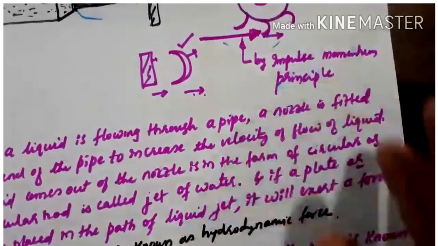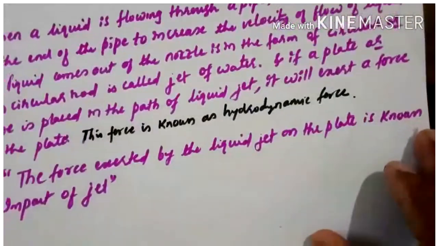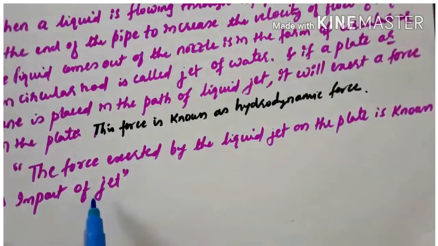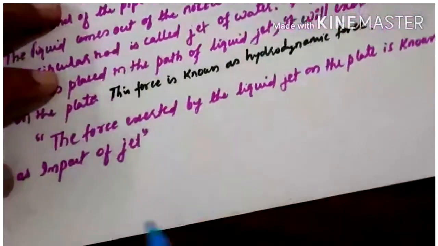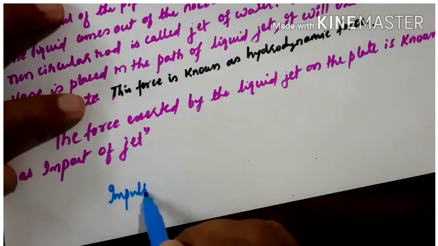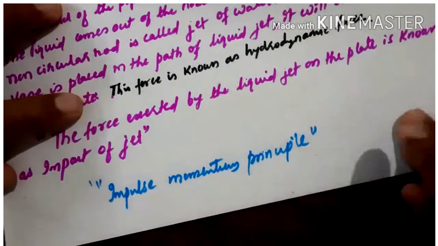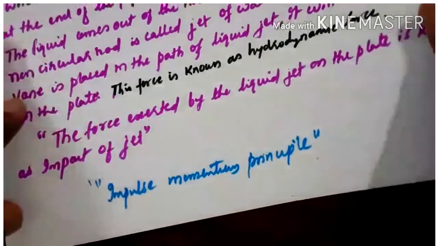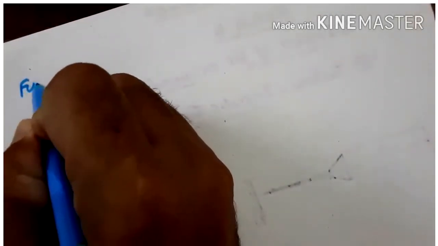So these things we have discussed in previous lectures. Again I'll repeat, the force exerted by the liquid jet on the plate is known as impact of jet. So here you will be using the impulse momentum principle. We'll discuss how the impulse momentum principle is used to calculate the force exerted by the jet. Before that, some fundamental concepts.